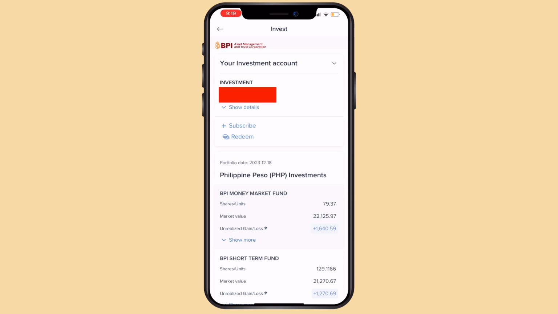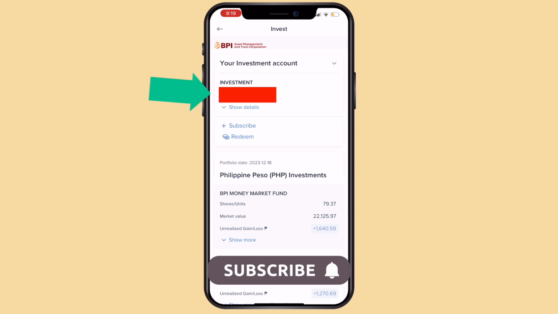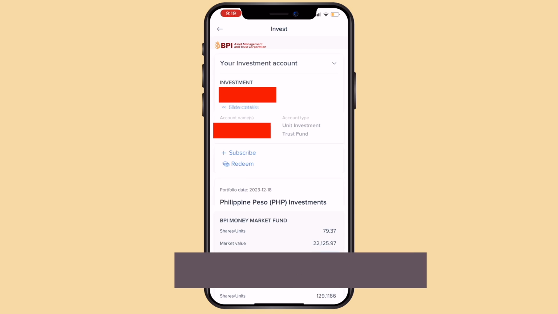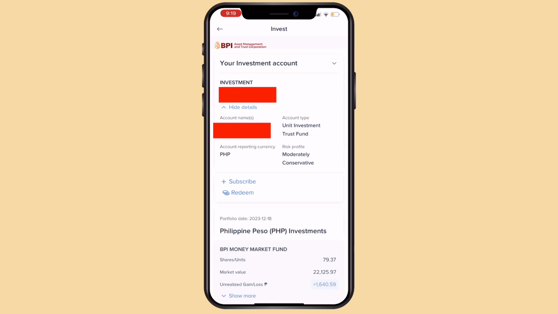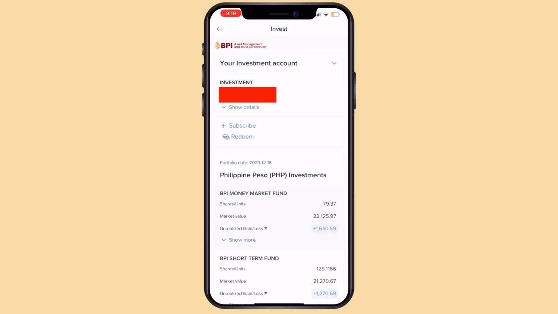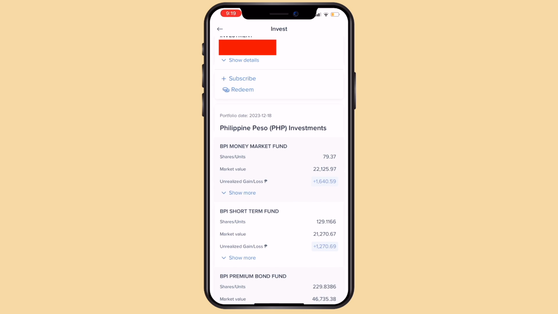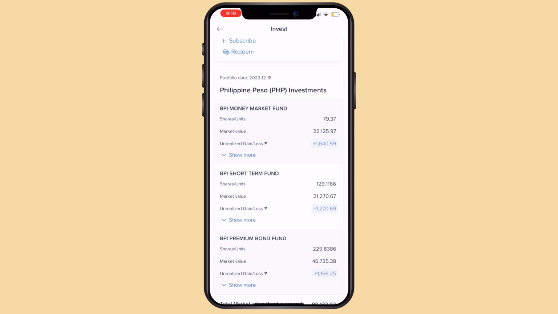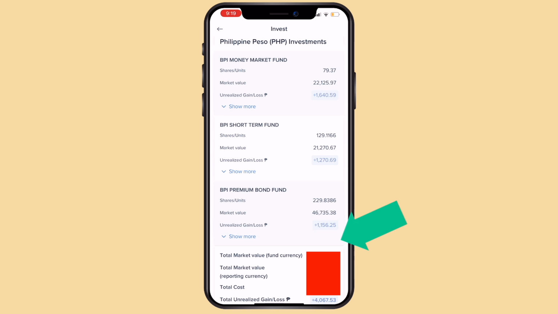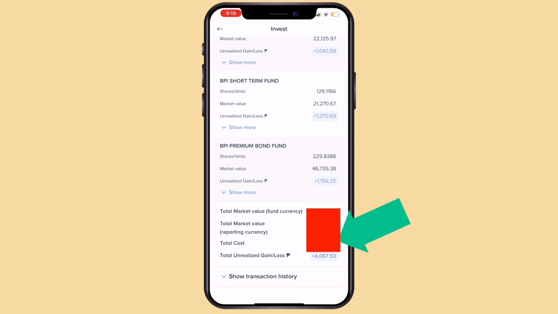Select your investment account. Dito nyo makikita yung total amount na ininvest nyo. Click Show Details. Makikita nyo yung name, account type, currency, and risk profile. As you can see here sa baba, makikita nyo na nag-invest tayo sa BPI Money Market Fund, BPI Short-Term Fund, and BPI Premium Bond Fund. Yan, dito nyo din makikita yung total of our investment.